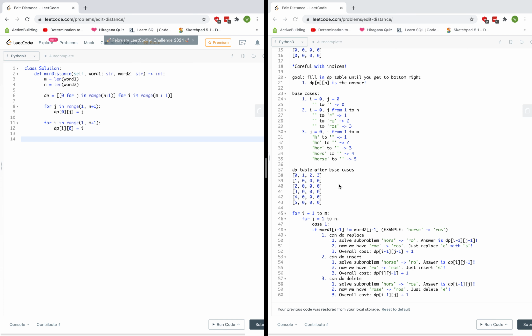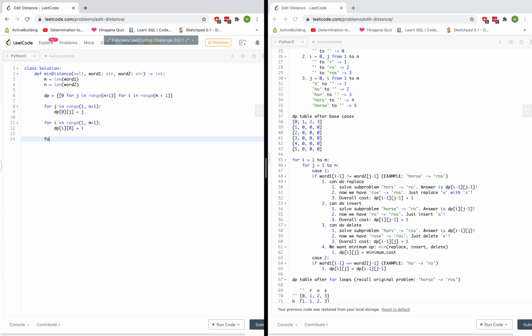Now we're going to look at our double for loop. For i in range m plus 1, for j in range n plus 1, we're going to check for case 1 or case 2. So line 48 says, if word 1 at i minus 1 does not equal word 2 at j minus 1, then we're in case 1. What does case 1 do? We're going to check all possibilities.